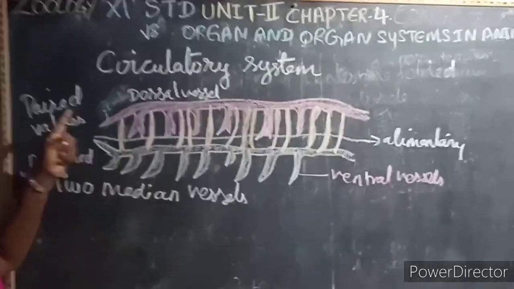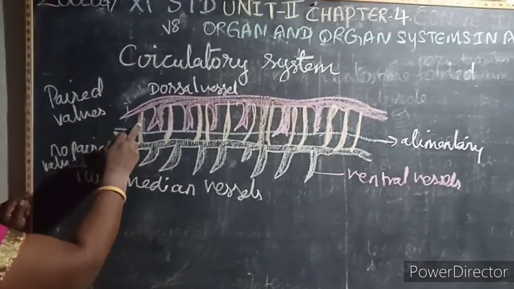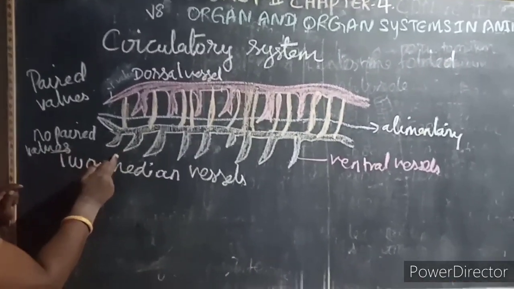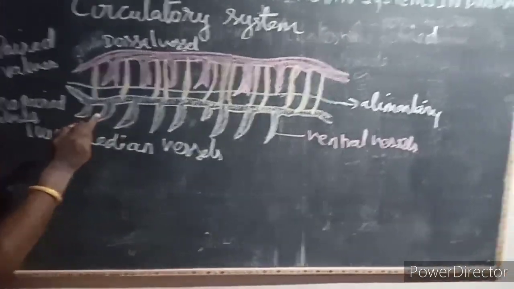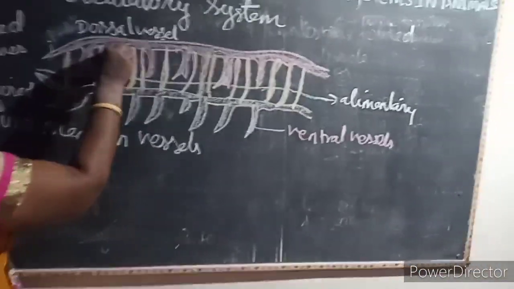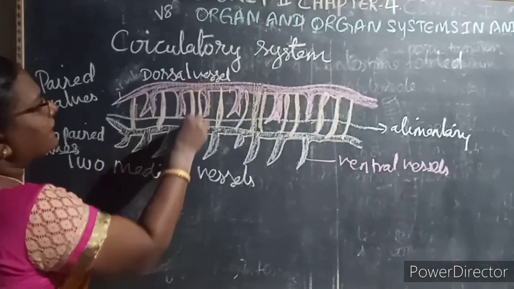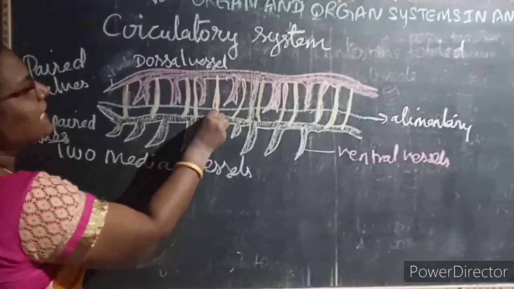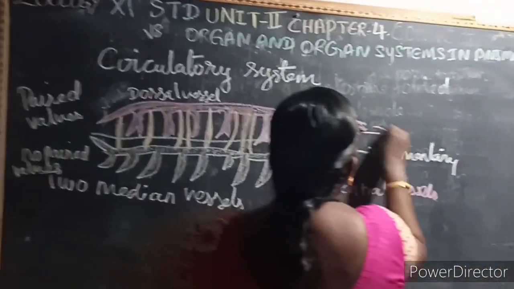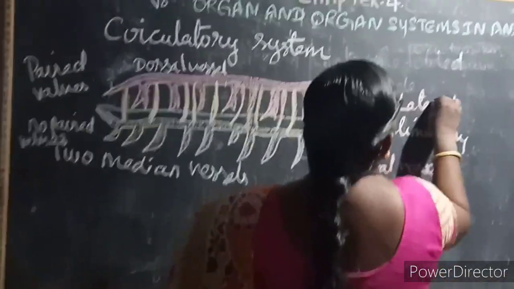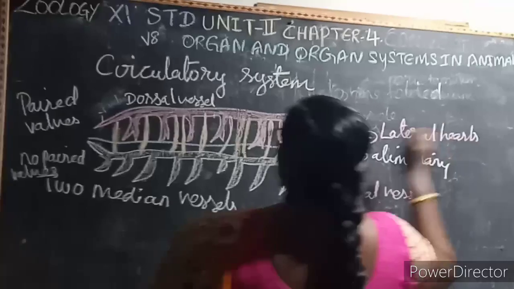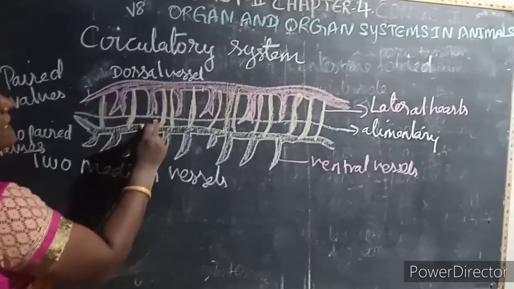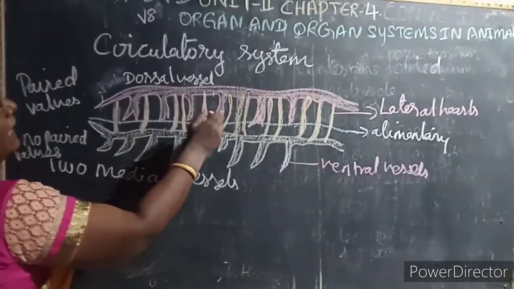In the dorsal vessel, paired valves are present, which prevent the backward flow of the blood. In the ventral vessel, no valves are present, so it allows a backward flow of the blood. See here, the dorsal vessel and the ventral vessel are connected by 8 pairs of commissural vessels, also called the lateral hearts.